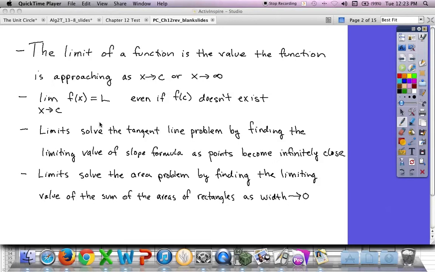So this is the basics of limits from the first section, right? The limit of a function is the value that the function is approaching as x approaches c, which means some constant, or x approaches infinity.